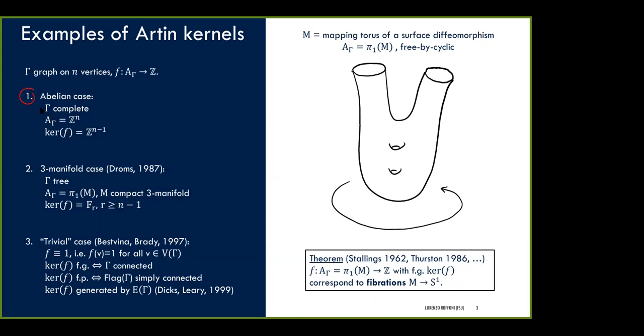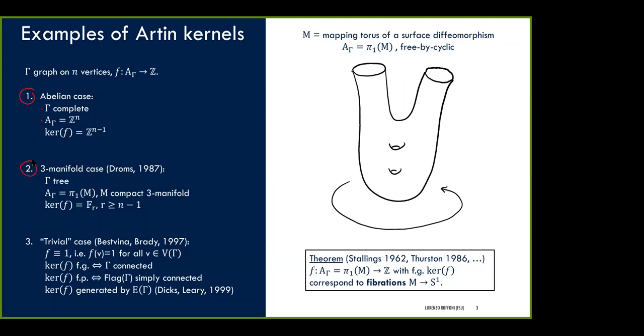This is the case in which the graph is a complete graph. The RAAG is just a free abelian group of rank n. And then if you take any non-trivial map from Z^n to Z, this just boils down to linear algebra. So your kernel is just going to be a codimension 1 subgroup. The rank of the group drops by 1, and there's not much to say here.